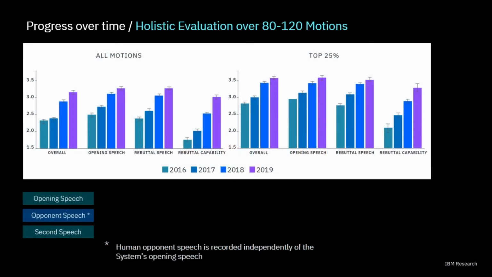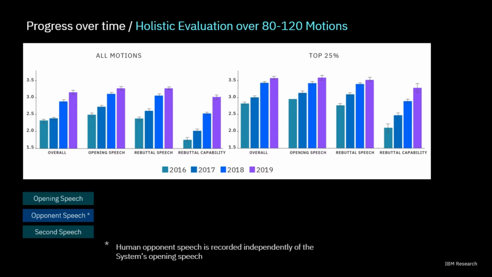And from a more quantitative perspective, we needed to evaluate the performance of the system over the years, and this evaluation is a significant challenge by itself. And to address that, we considered a set of around 80 motions, and for each motion, we sent 3 speeches for annotation by a team of in-house human annotators. The opening speech of the system, then an opening speech by a human debater representing the opposition, and finally a corresponding rebuttal speech by Project Debater.